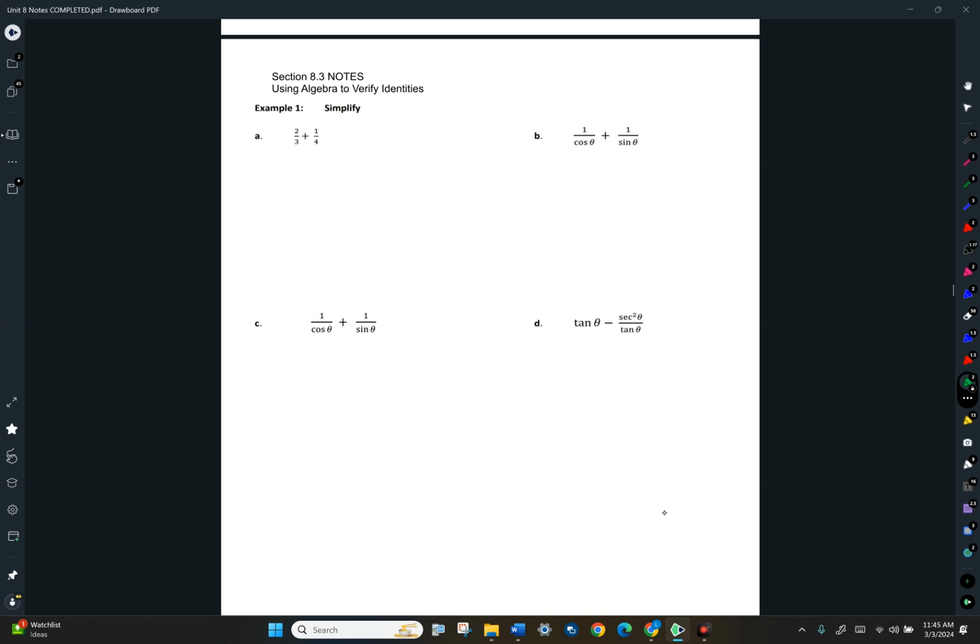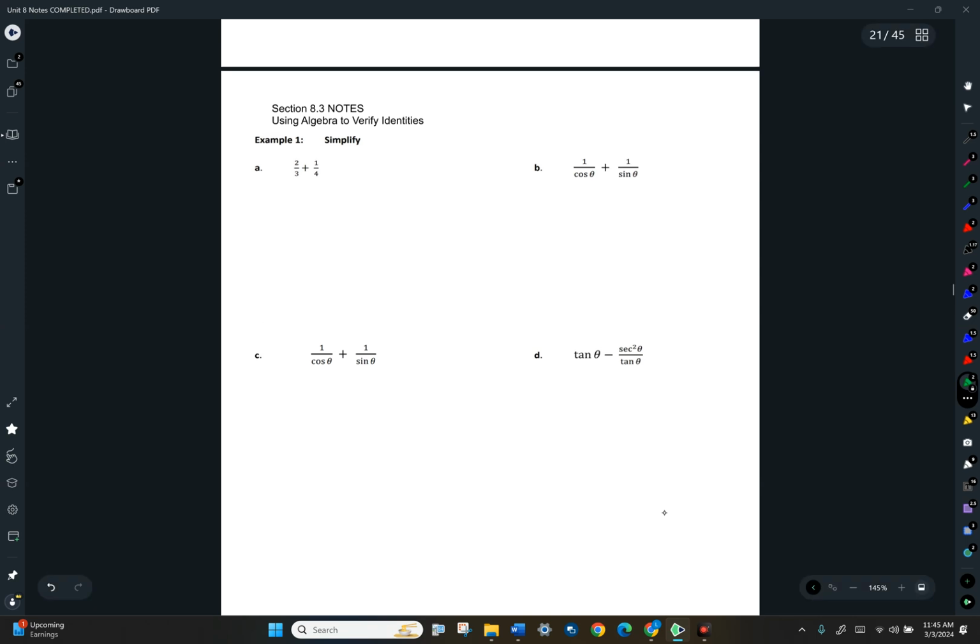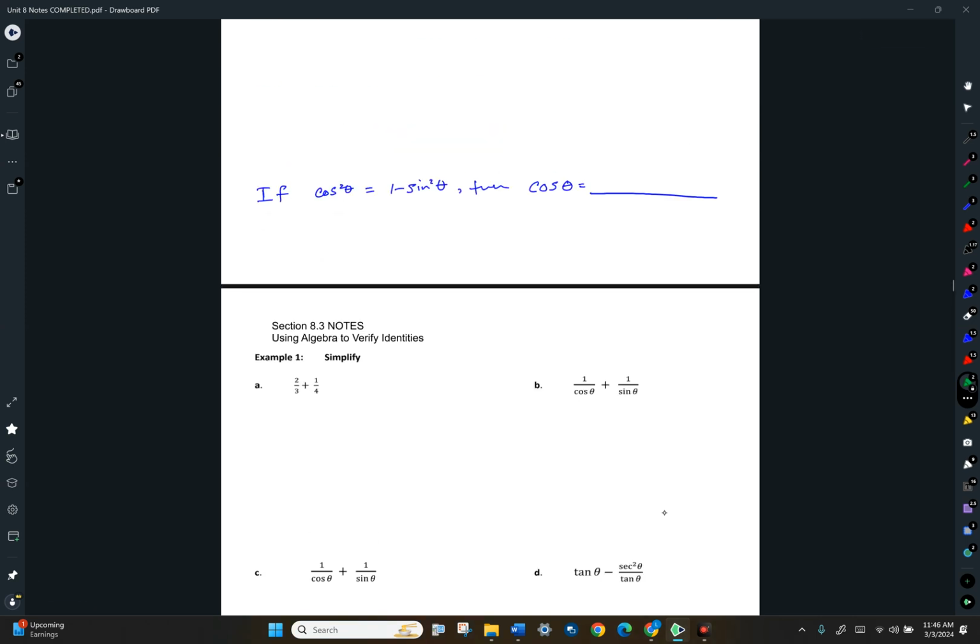So this is Precalculus, the section 8.3 video, and today it's not about new information, but it's more about using the information that you're supposed to already have, including your algebra skills and your newer skills with identities, and putting it together. It's going to be kind of all about think smarter, not harder.